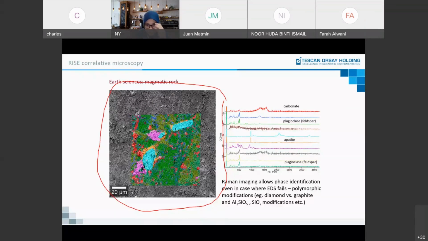I do a Raman mapping. So Raman is specifically mapped in this region in this case. And here I am able to pinpoint, oh, this is the feldspar, and this is something else, and this green color is something else, and so on. So this is how Raman and SEM are beneficial to the material study.